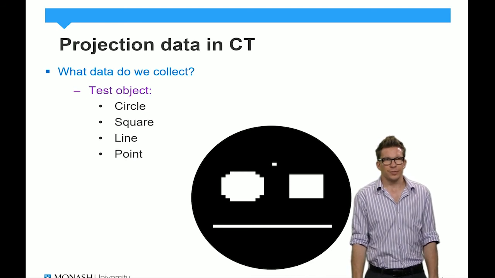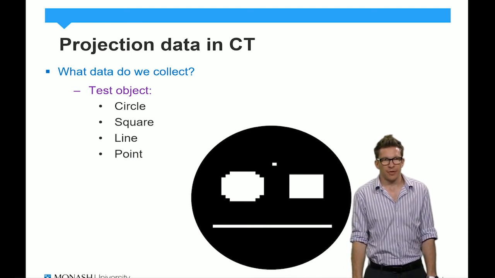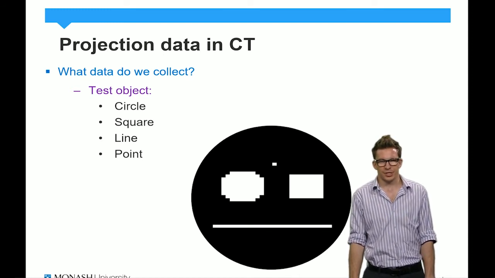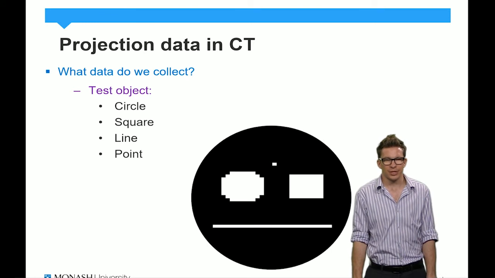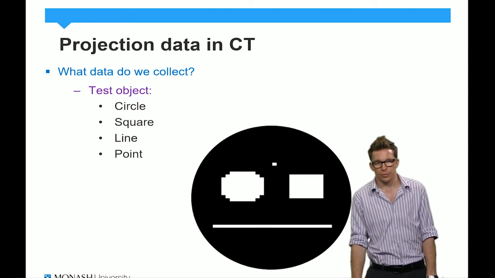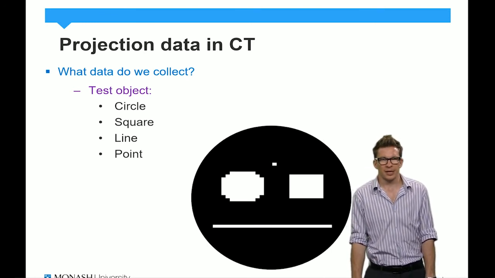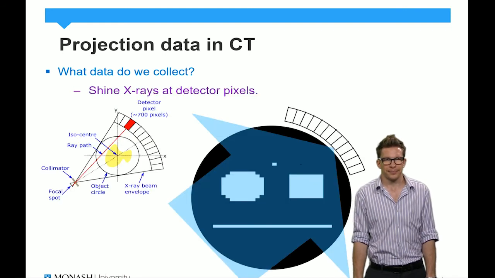Now, in order to explain some of the finer points of the attenuation profile, I've made a toy system here which consists of a black disc, which is essentially just air, and then 4 attenuating structures of different sizes. They've all got the same attenuation coefficient, so you can consider them as 4 different sized chunks of bone: a line, a circle or a disc, a square, and a point.